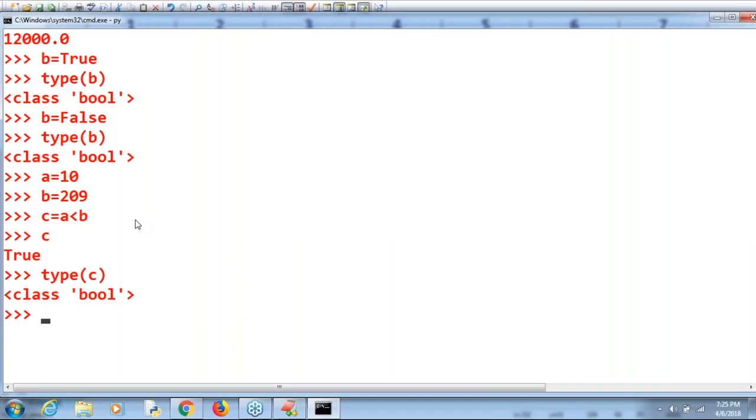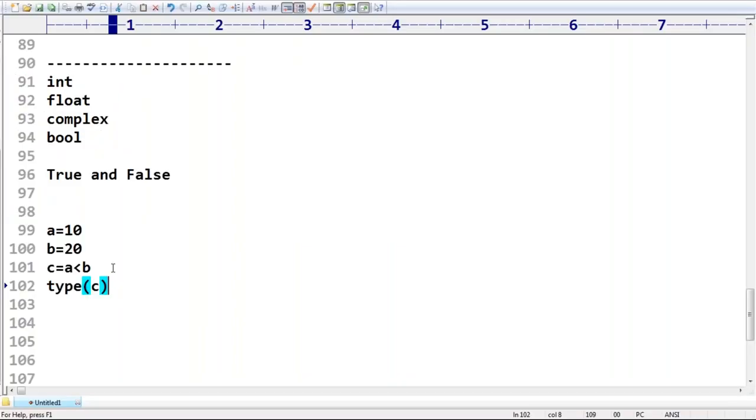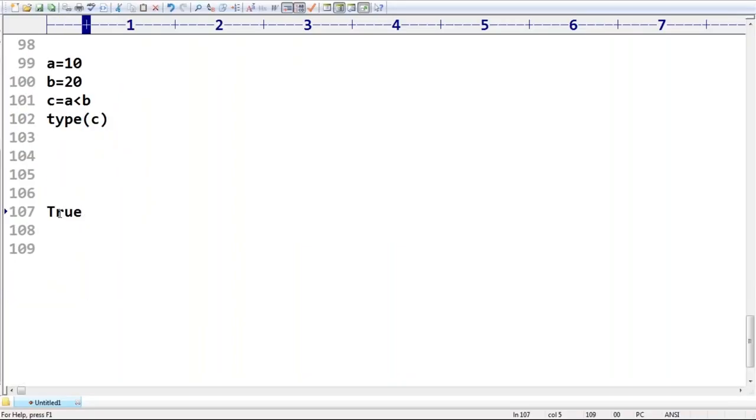Now take a bit of special care. I'm taking True plus True. What is the answer? Internally, True means 1, and 1 plus 1 is always 2. If you consider True plus False, the answer is 1. For arithmetic operators, internally the corresponding int values will be considered.